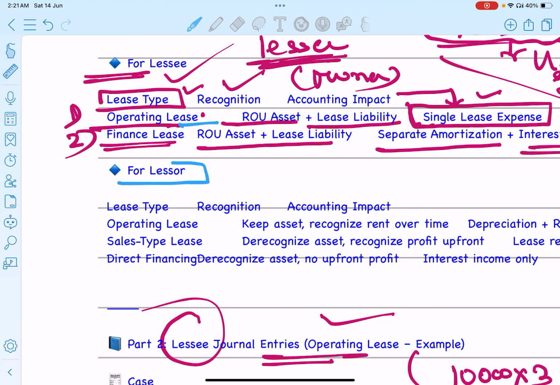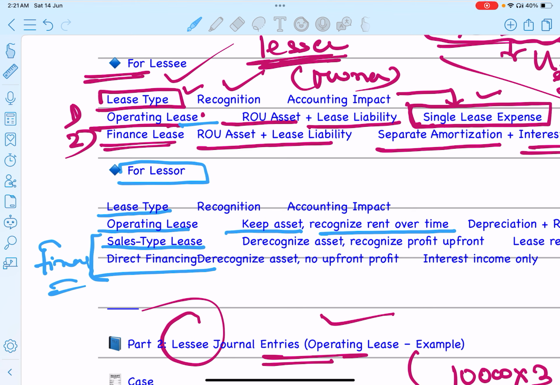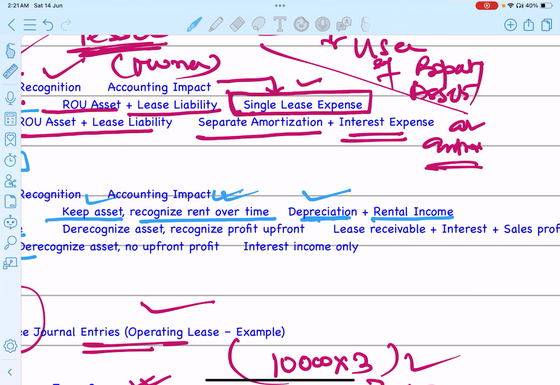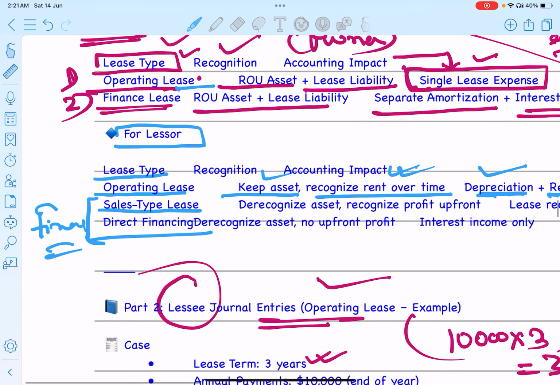For the lessor also, there is a lease type, maybe operating, maybe sales type, or financing. These two come under the finance lease. For the operating lease, the lessor keeps the asset and recognizes the rent over time. It means that we are not removing the asset from our balance sheet, and we need to start recording the revenue as rental income from the lease contract. We need to provide depreciation on the asset and at the same time record rental income. Once we start receiving the money, we record the rental income.